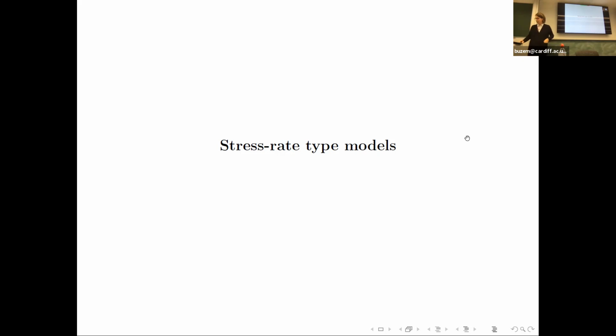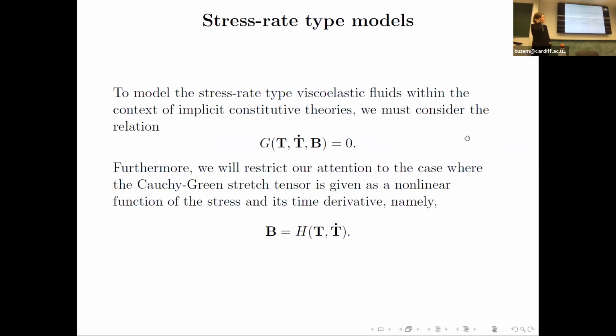So what does that mean? Remember the implicit constitutive modeling that we started with? I had an implicit relation between the stress, strain, and D. And D was the symmetric part of the velocity gradient. So it was the viscoelastic part somehow, strain rate, in other words. Here, instead of D, I want to have the material time derivative of the stress. Okay, so this is the stress rate part. That is what I call stress rate.